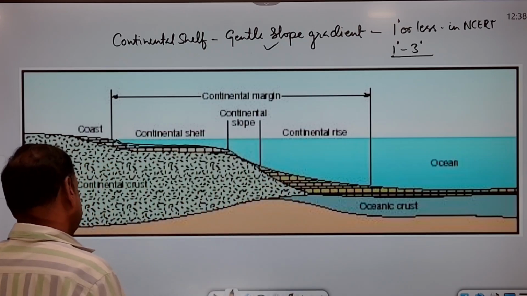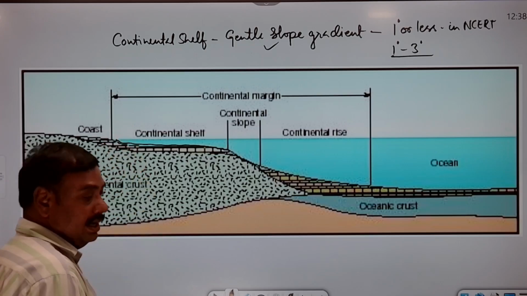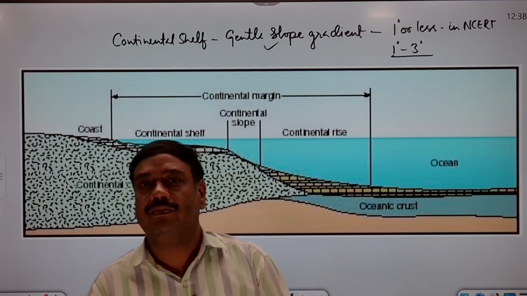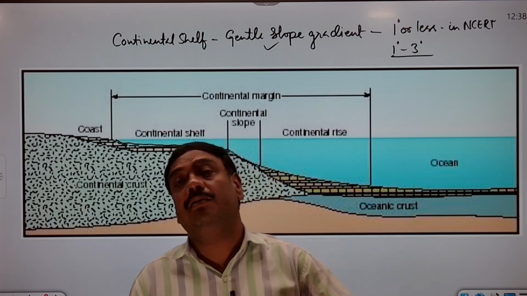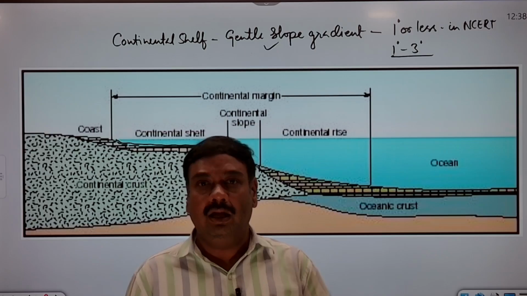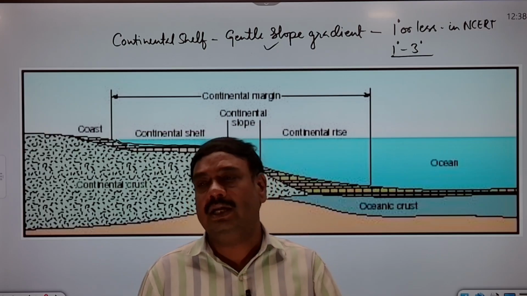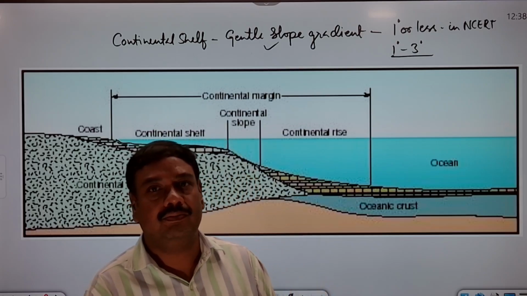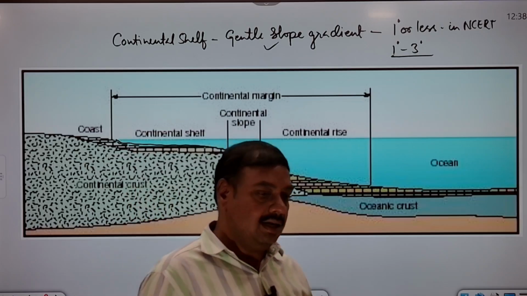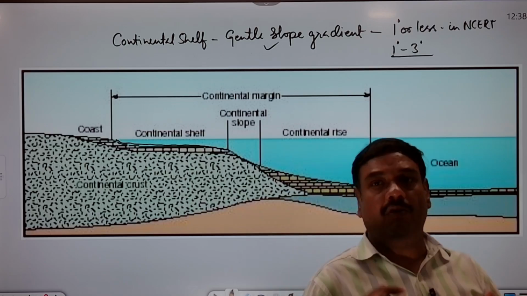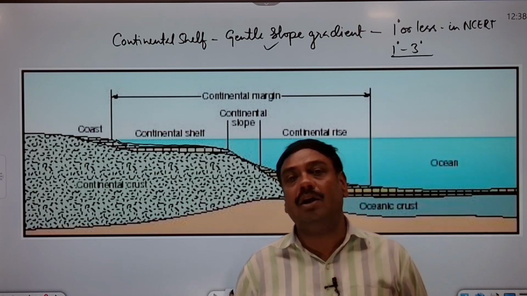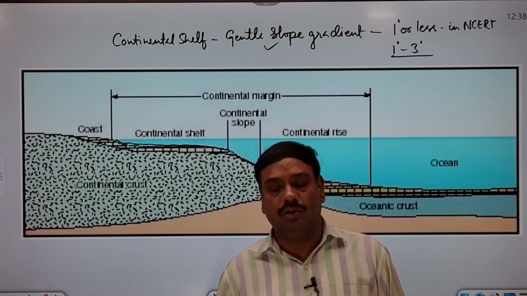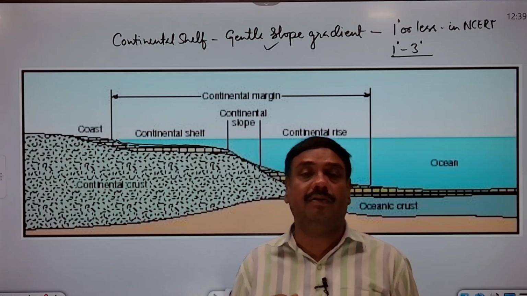Now, if the sediments are deposited one over another, what will happen? With the passage of time, in millions of years, they get deposited there, and after lithification they can be converted into sedimentary rocks. And if these sediments have a lot of organic material, that organic material can be converted into certain fossil fuels. So this is the significance of the continental shelf region.